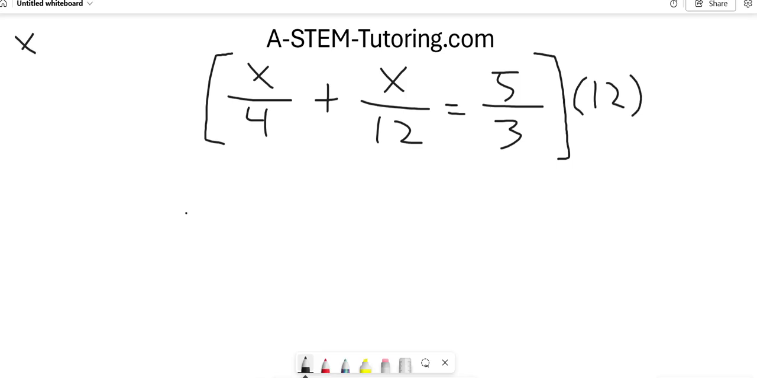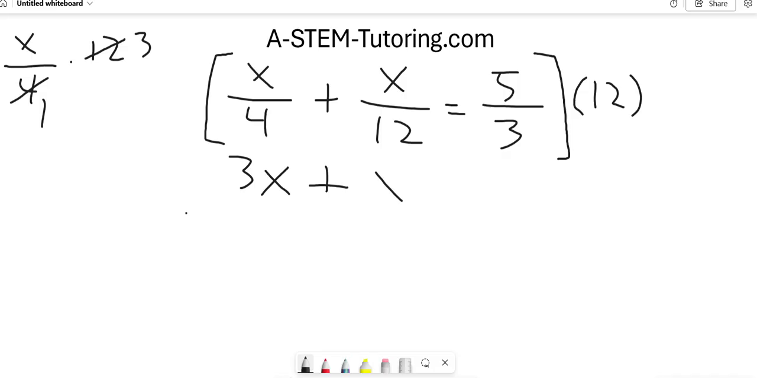If you multiply x over 4 times 12, along this diagonal we can cancel. 4 divided by 4 is 1. 12 divided by 4 is 3. So we get a 3x over here. X over 12 times 12 is, of course, x. And then 5 over 3 times 12.